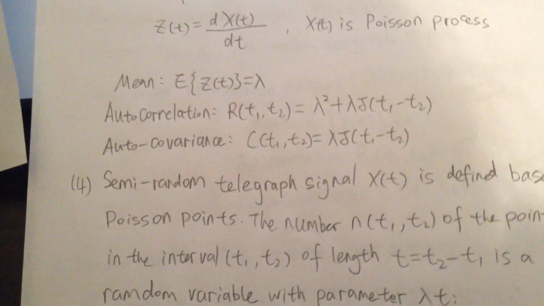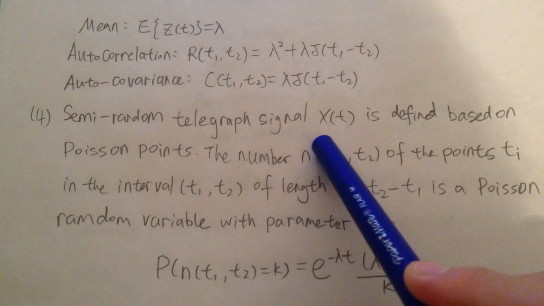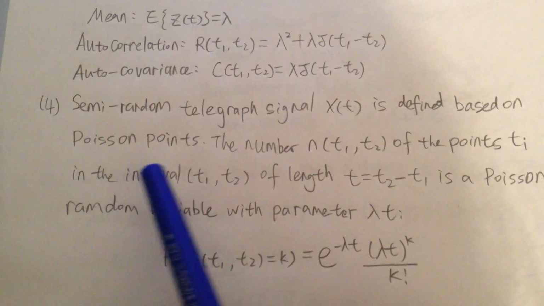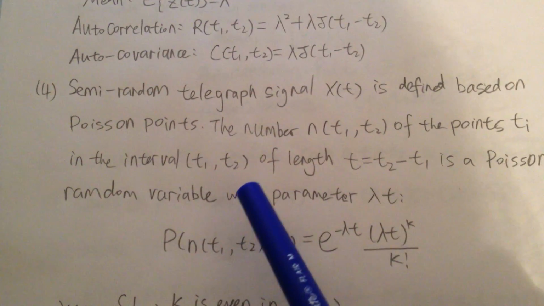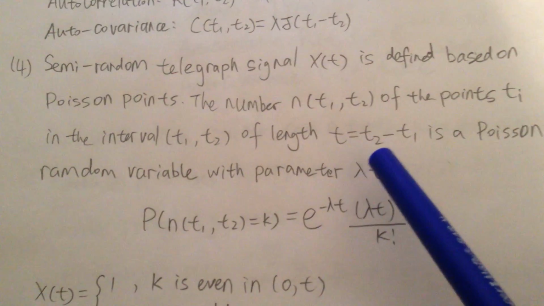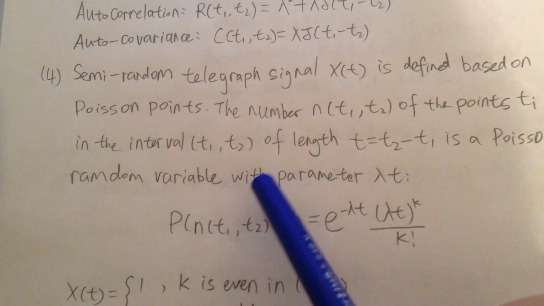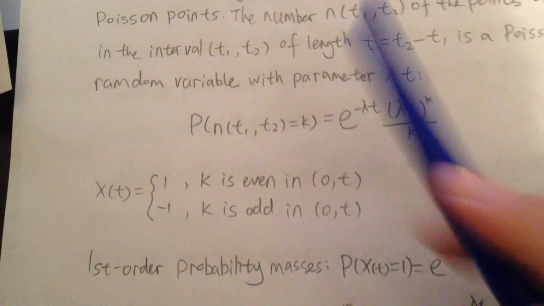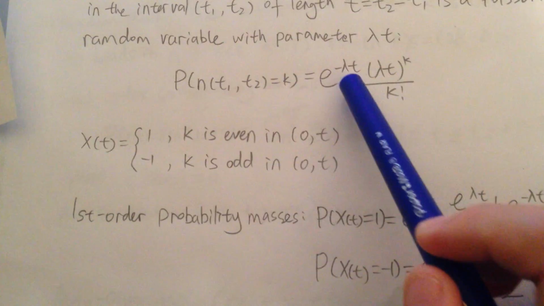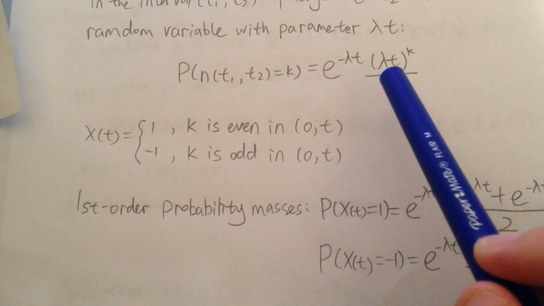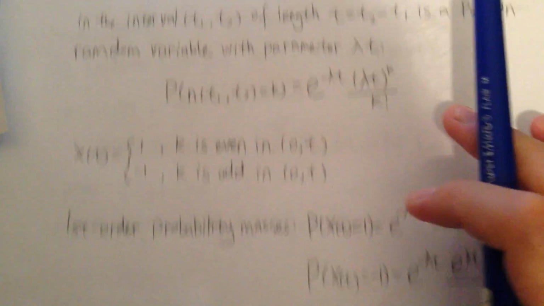And the fourth process is the semi-random telegraph signal. x(t) is defined based on the Poisson points. The number n(t1, t2) of the points ti in the interval (t1, t2) of length t equals t2 minus t1, is a Poisson random variable with parameter lambda times t. The probability of n(t1, t2) equals k is e to the power of minus lambda times t, times lambda times t to the power of k, divided by k factorial.